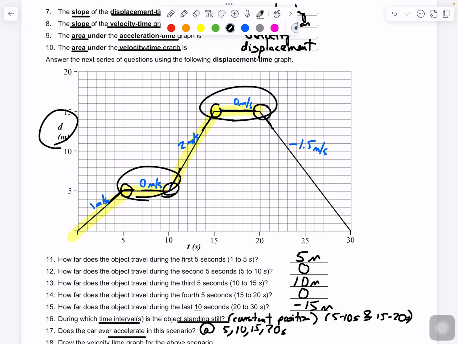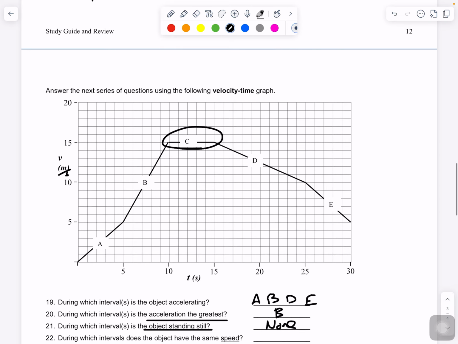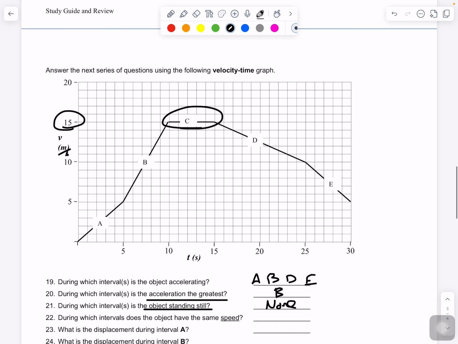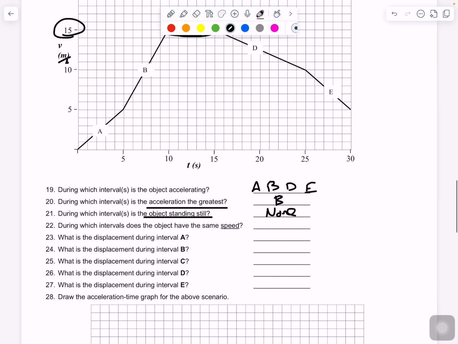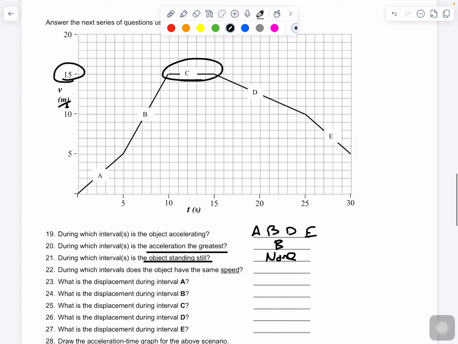These are from a displacement time graph, which is constant position. Constant position of 5, constant position of 15. It means you didn't go anywhere. That means you didn't move anywhere. It means you don't have any speed. Here, this is a constant velocity of 15. So nowhere in here is it standing still. To show standing still on a velocity time graph, it would have to be a horizontal line at 0 velocity. And that didn't happen in this graph.